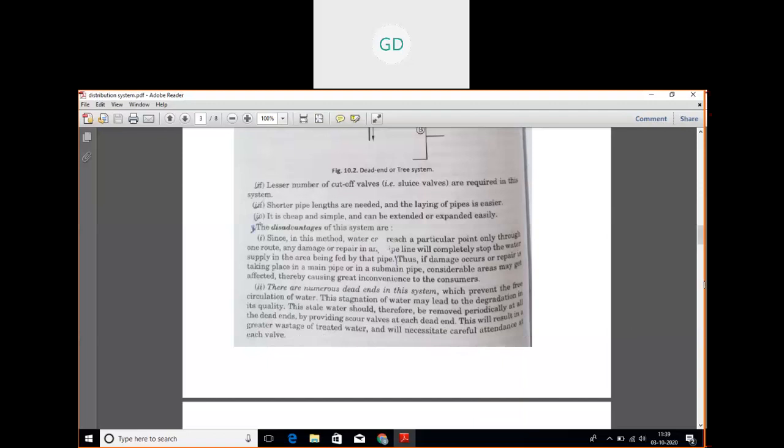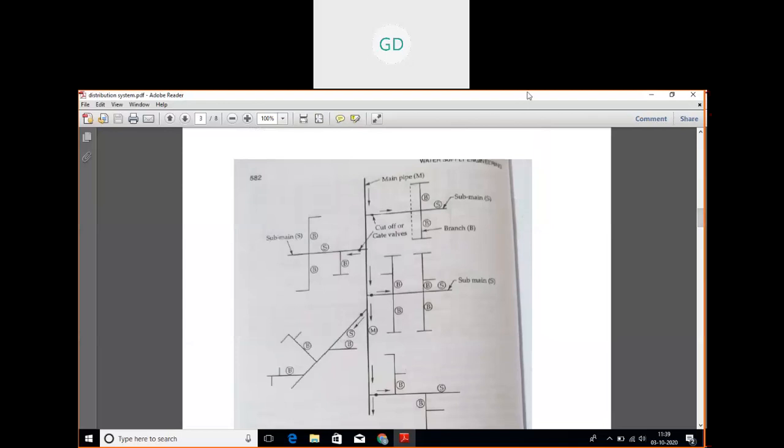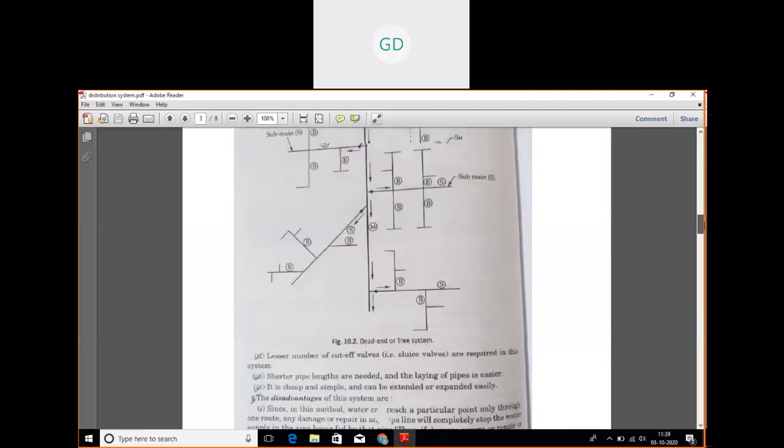So they are saying that there are numerous dead ends. That means, in this diagram, these are called dead ends. These are closed. So what happens is the water comes like this and reaches here. Since it is closed, some water obviously will remain here. Water remains due to the dead end. So what happens to that water? That water becomes stale.